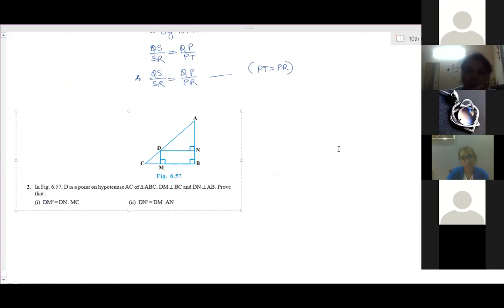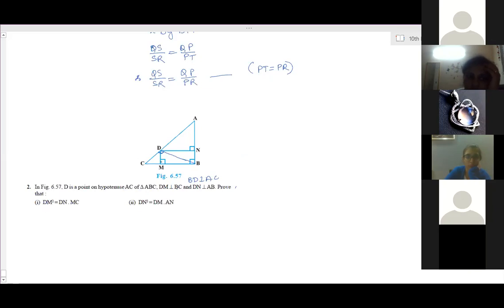Here is one more from the new book. It's not a construction, it's a part. BD is perpendicular to AC. Here we have to show: D is a point on the hypotenuse AC of triangle ABC, DM is perpendicular to BC, DN is perpendicular to AB, as well as BD perpendicular to AC.